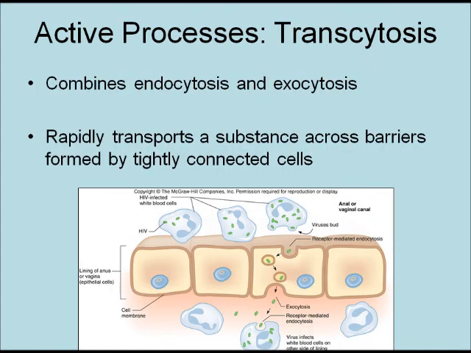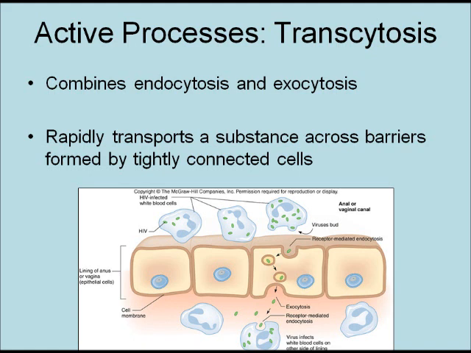So the last type of active transport that I want to talk about before we move on away from the cell membrane and don't worry about it anymore is a process which is known as transcytosis. And if you think about this term, we've talked about endocytosis, we've talked about exocytosis. Transcytosis is a process that kind of combines endocytosis and exocytosis.